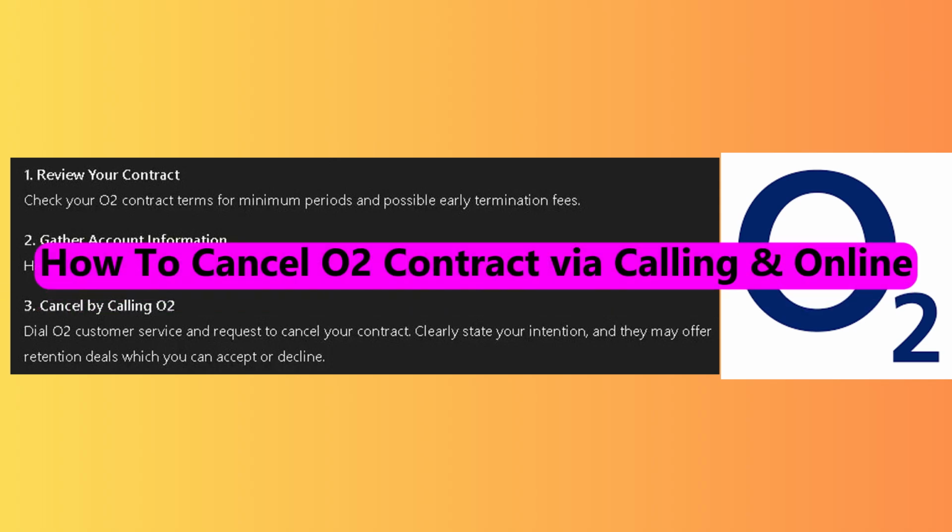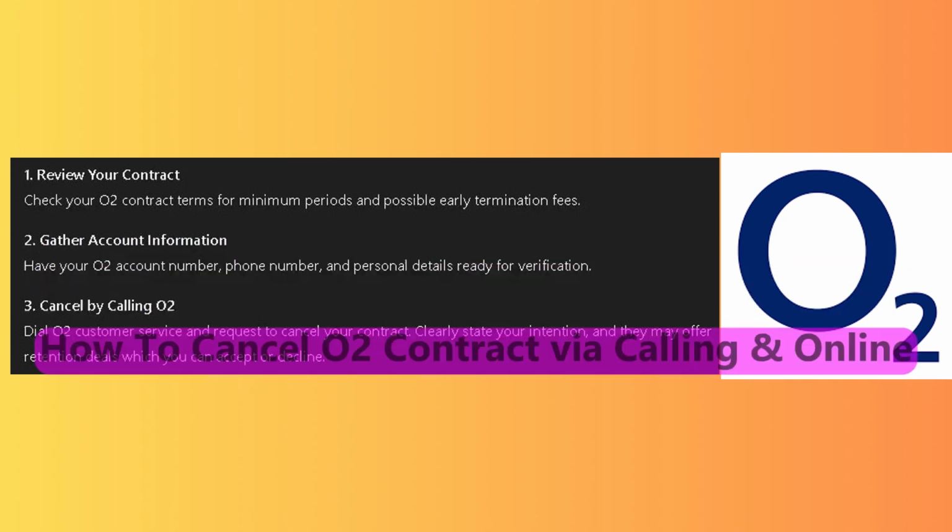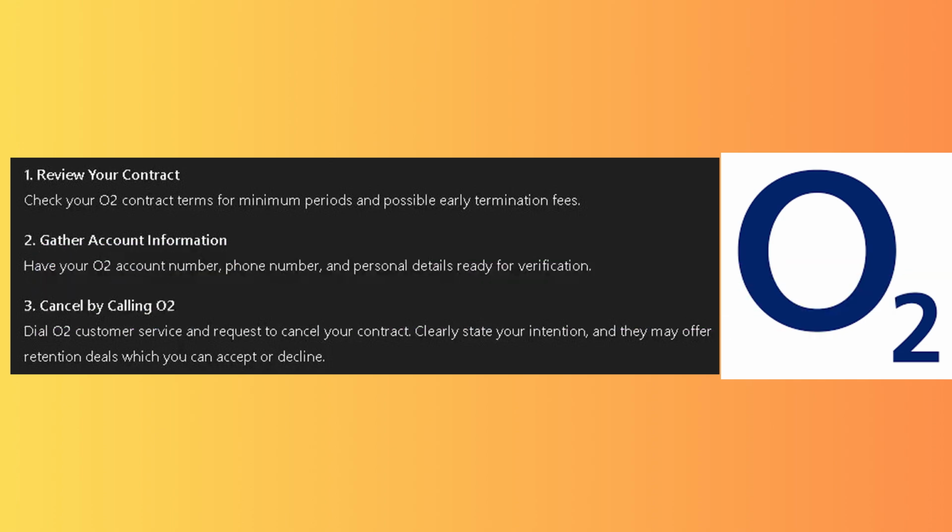In this video you will learn how to cancel the O2 contract via calling. Review your contract: check your O2 contract terms for the minimum periods, the earliest possible termination, and extra fees. Gather your account information: have your O2 account number, phone number, and personal details all ready for verification.